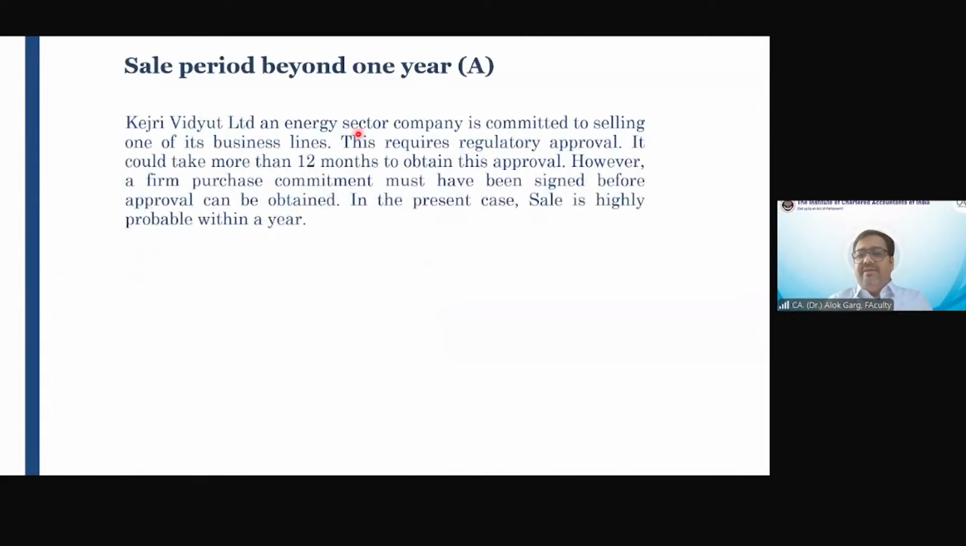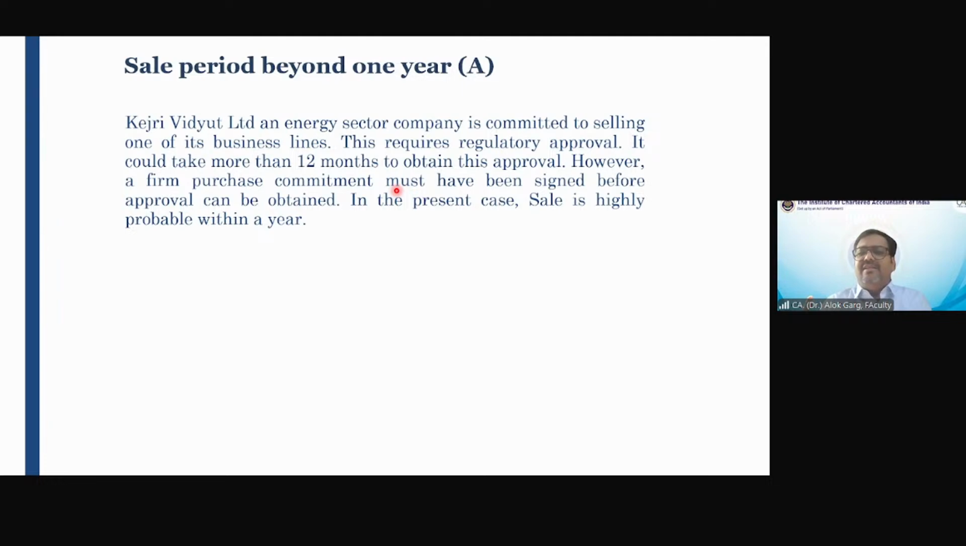Kejri Vidyut Limited, an energy sector company, is committed to selling one of its business lines. This requires regulatory approval. It could take more than 12 months to obtain this approval. However, a firm purchase commitment must have been signed before approval can be obtained. The binding agreement has been signed because this is the normal kind of approval.